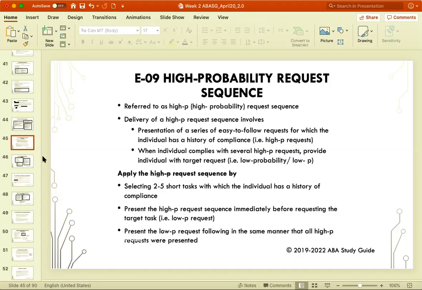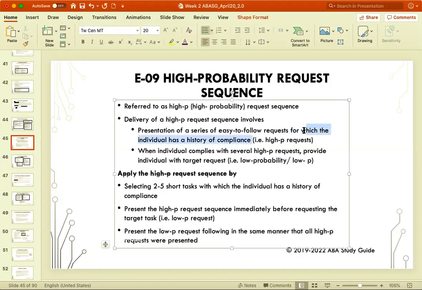Next up, when we talk about our antecedent interventions, the high probability request sequence, which is referred to as the high P request sequence. Your high probability request sequence involves presentation of a series of easy to follow requests. It's important that the person has a history of compliance. They have to be able to perform that. These skills need to be in their repertoire. And the individual complies with several high P requests. Then you provide them with the target request, which is typically your low P, your low probability request. So high P, high P, high P, and then your low P.